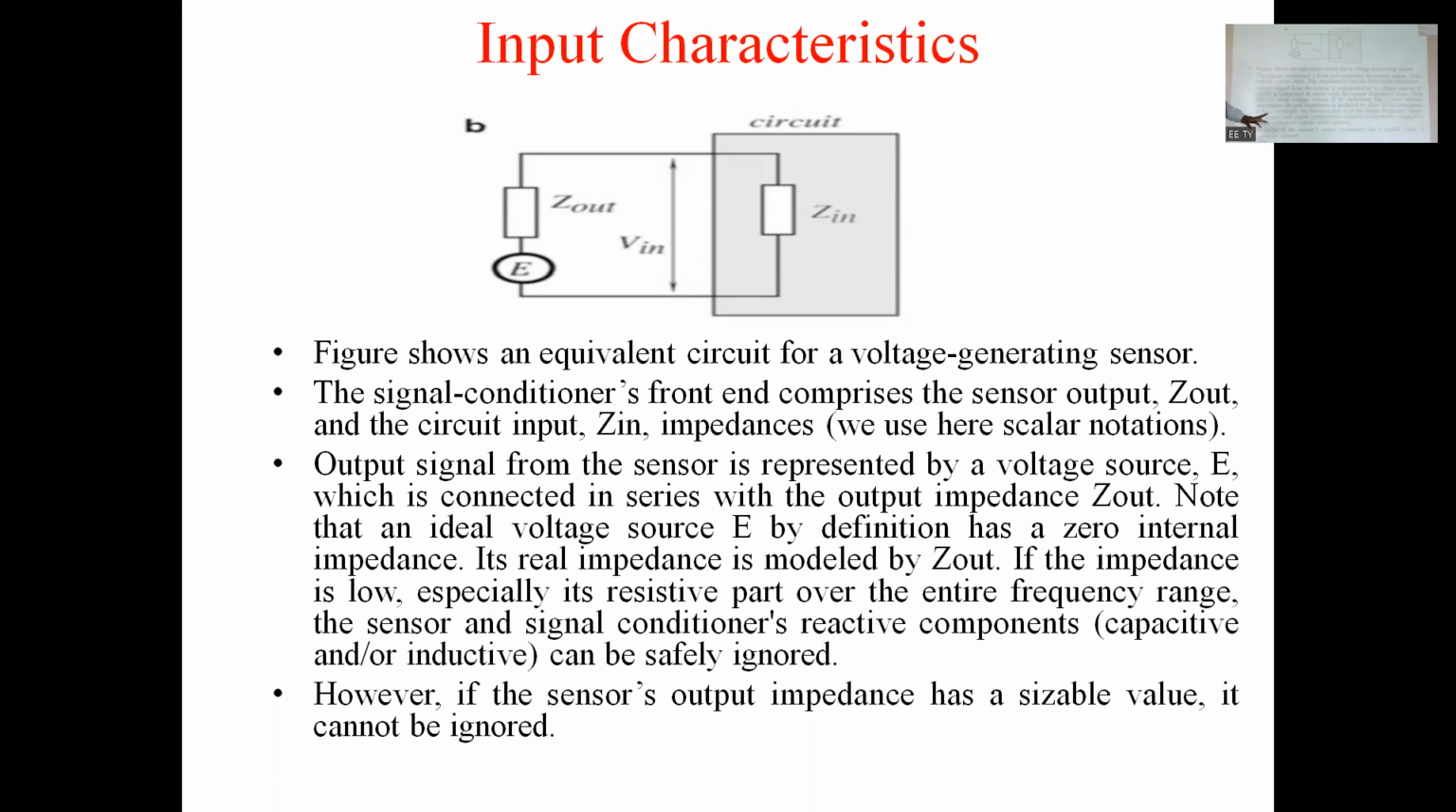Okay, so the output signal from a sensor is represented by a voltage source E. That means it is a voltage output type of sensor. We want to take into account Z out of the sensor and Z in of the interface circuit, which is connected in series with the output impedance Z out. Note that an ideal voltage source E by definition has zero internal impedance.